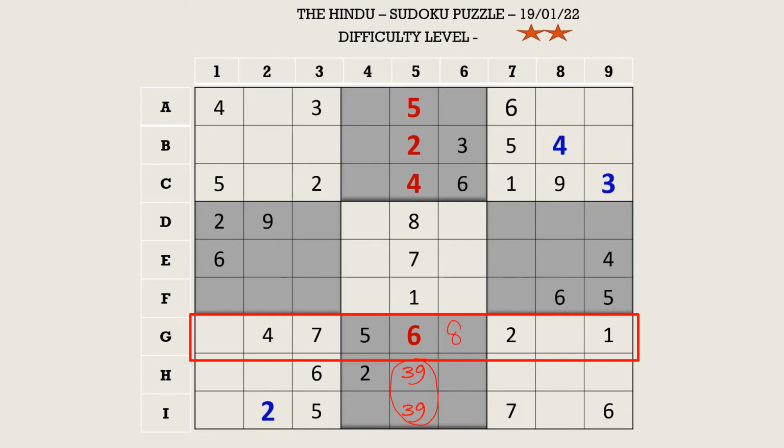Now the remaining numbers are 3 and 9. There is a 9 in column 8 which blocks this cell G8. So G8 takes 3 and G1 takes 9.